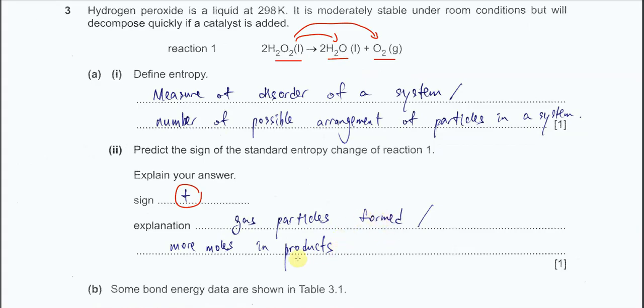Another possible answer is this: more moles in the products, because it's 2 moles from 3 moles. However, the gas particles are still the major consideration. Whenever gas particles form from a solid or liquid, the entropy will be greater.